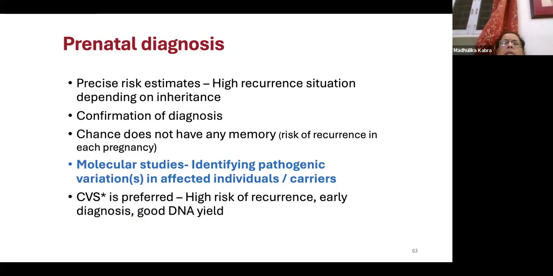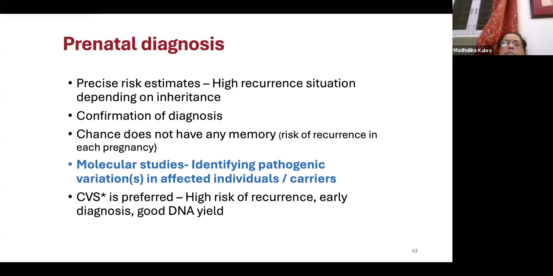One thing which is very important when we are offering prenatal diagnosis is that it is good for monogenic disorders like thalassemia, where we can clearly give them a risk of recurrence. And I think this is very important as the family needs to understand that the risk of 25% is in each pregnancy. Even now, despite explaining many times to couples that it will be 1 of 4 pregnancies, they think that if one is affected, the next three are going to be normal. So this chance does not have any memory. We have to explain this to the family.